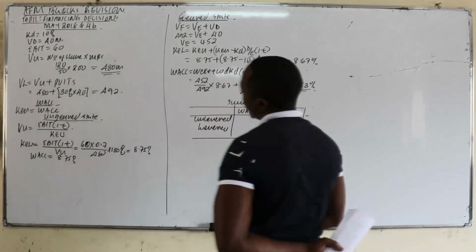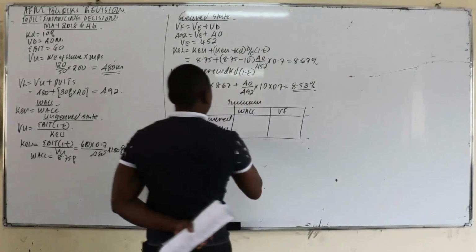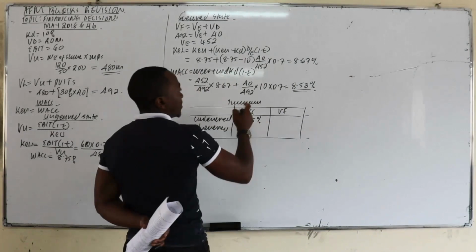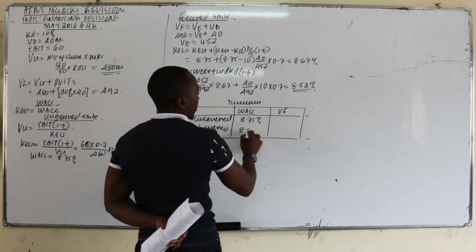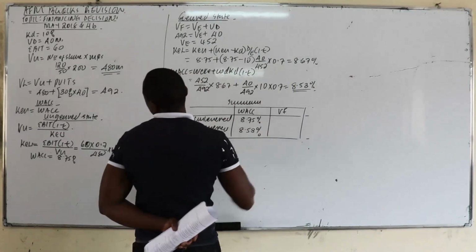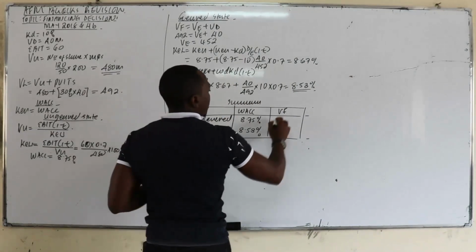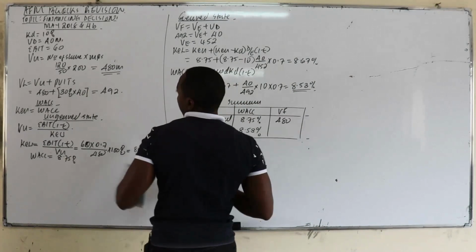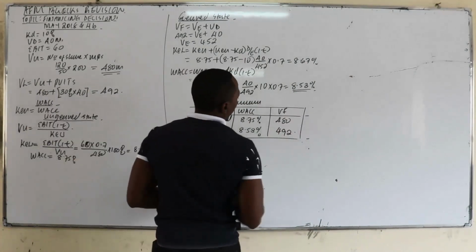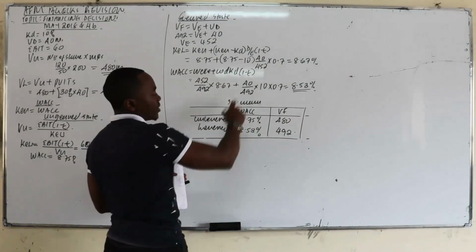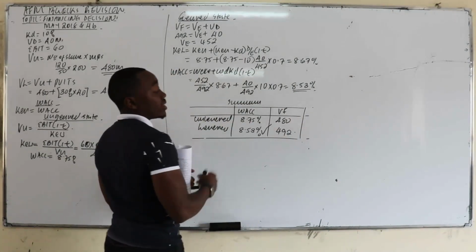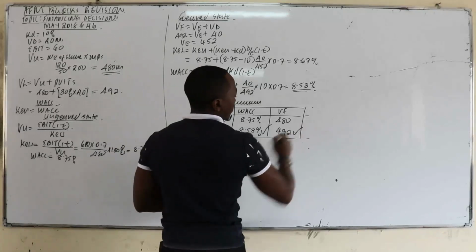The WACC of the ungeared state is 8.75. For the geared state, we have 8.53. The value of the firm here is 480, but the value of the geared firm is 492. So the optimal capital structure is where WACC is minimum, that's 8.53, and where the value of the company is maximum.